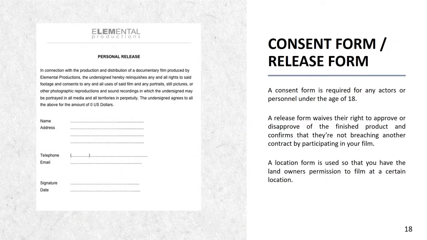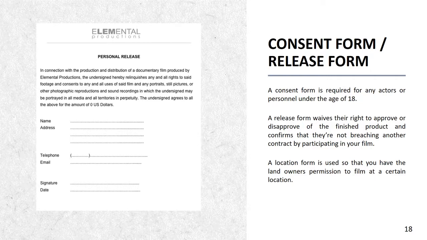All of the forms that are required for a production, such as the consent form, a release form and a location form, are basically written official documents that need to be signed and dated by all of the people involved. A consent form is basically for any actors or any personnel under the age of 18 to say that their parents are fine with them being in a particular film or being used as a photograph in a website or whatever. A release form is something that waives the right to approve or disapprove of a finished product.